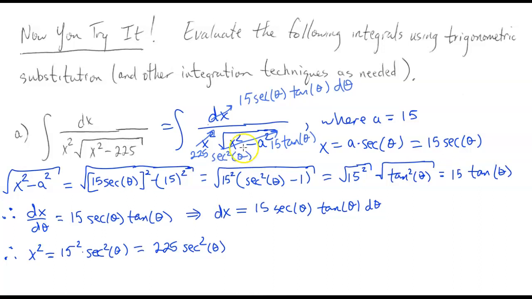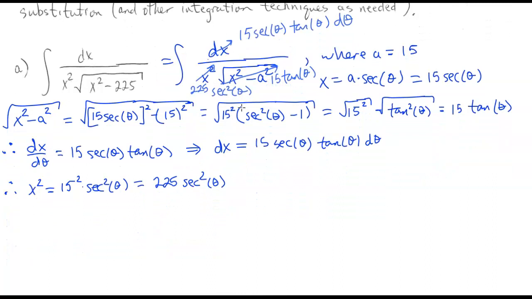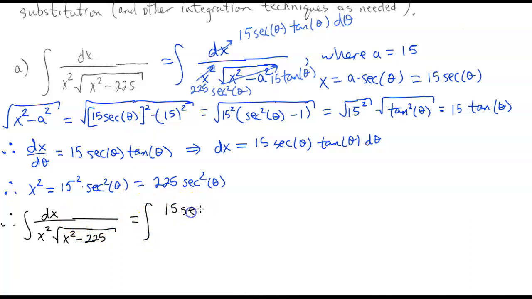Okay. So now that we have all that, we'll just go ahead and substitute all that in. I'll switch colors here. So therefore, we have integral of dx over x squared times square root of x squared minus 225. And that is just 15 secant theta tangent theta d theta all over 225 secant squared theta times 15 tangent theta.